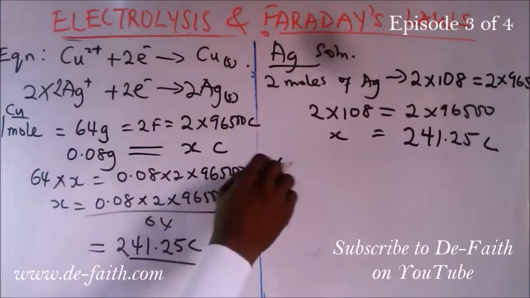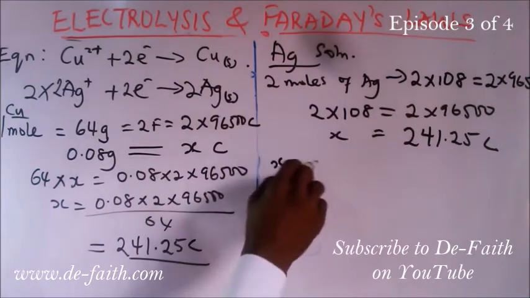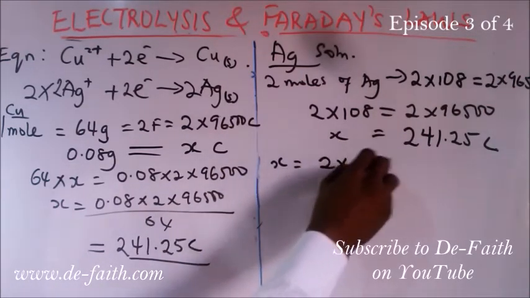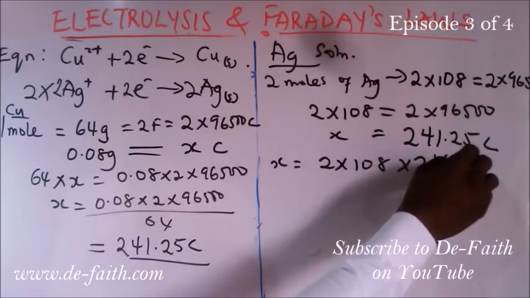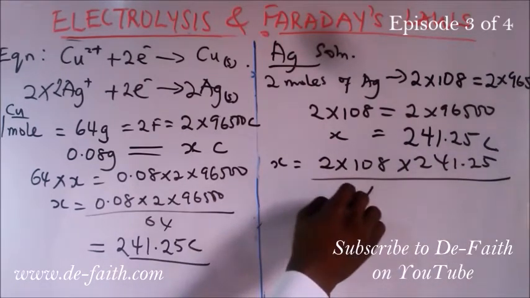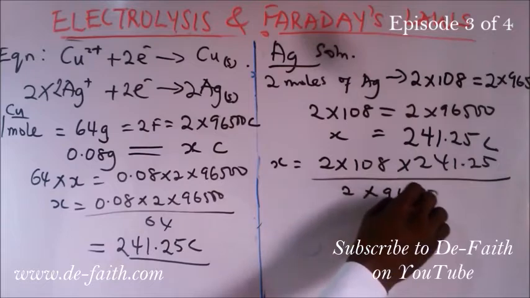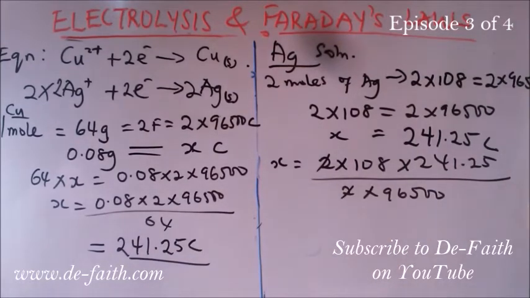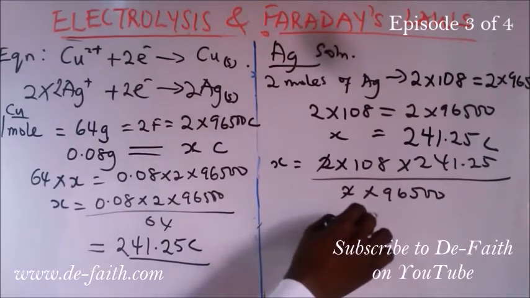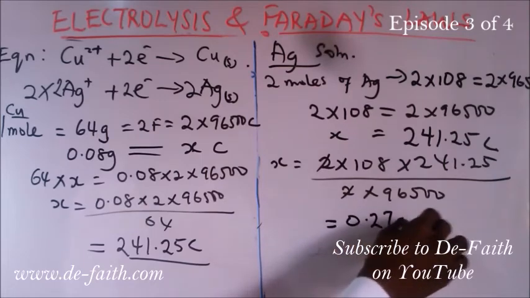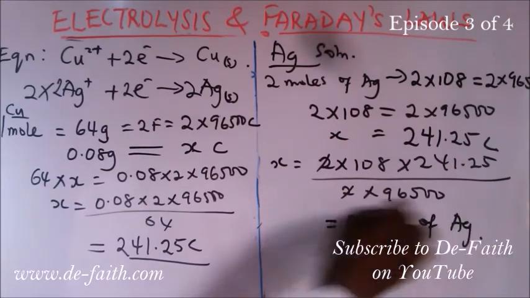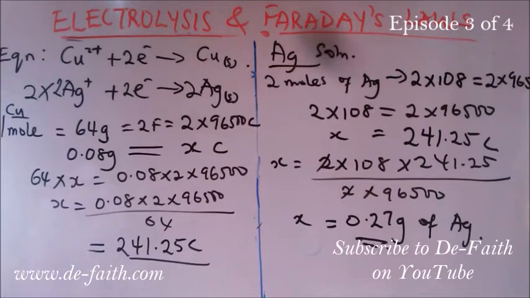So we have x equal to, so we cross multiply, and so we have 2 times 108 times 241.25 divided by 2 times 96,500. When we multiply all this out, we will have 0.27 gram of silver. That is the mass of silver that is deposited when 241.25 coulomb of electricity passes through it.